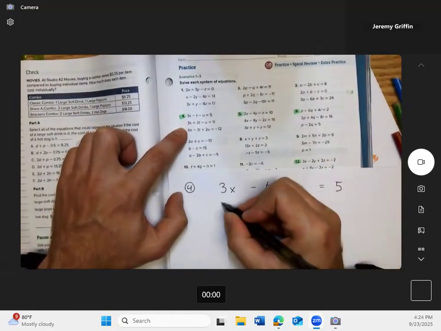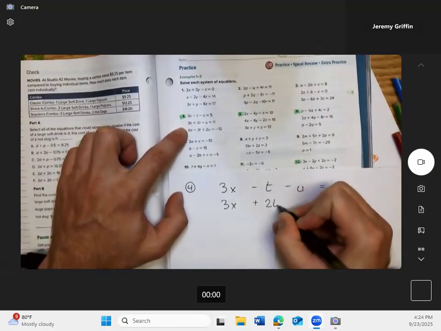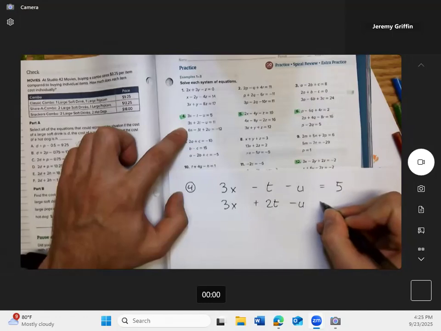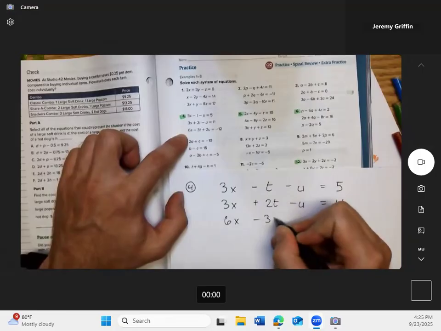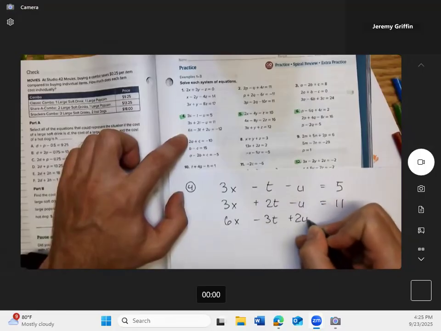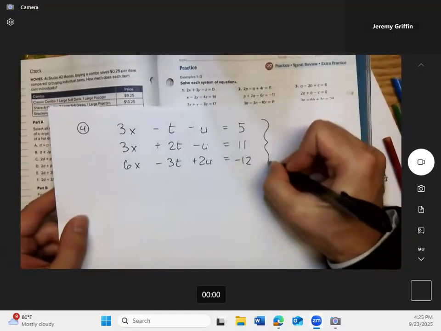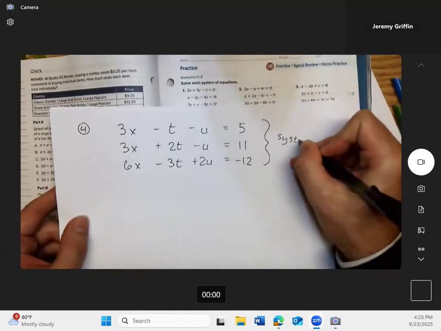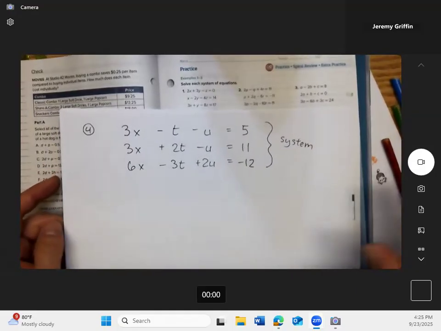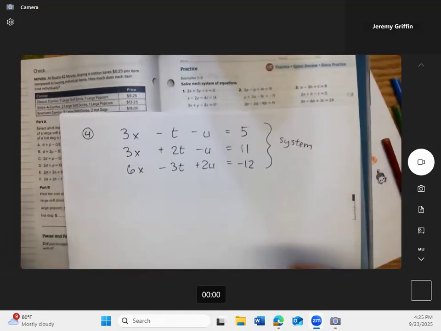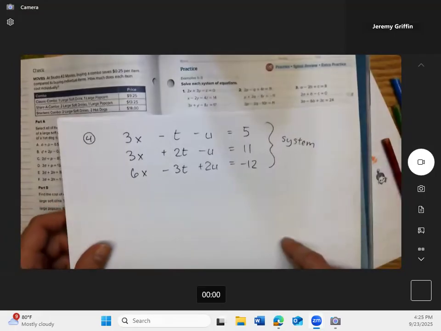I got 3X plus 2T minus U equals 11, and 6X minus 3T plus 2U adds up to negative 12. Okay, so there's my system. I bet there's probably at least a dozen different ways to solve this. There's substitution methods, there's elimination methods. You could start with any one of these and hone in a lot of different ways to do this.